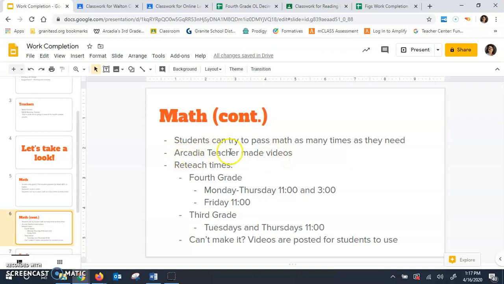Each level has an Arcadia teacher-made video. And we are also holding reteaches or video chats most days of the week. For fourth grade, we have a video chat Monday through Thursday at 11 and 3, and on Fridays at 11. For Mrs. Walton's third graders, I'm holding a video chat every Tuesday and Thursday at 11. If your student can't make those times, each of those videos are posted for them to use on the level. So each level will have about 3 different videos for them to refer to pass the level.